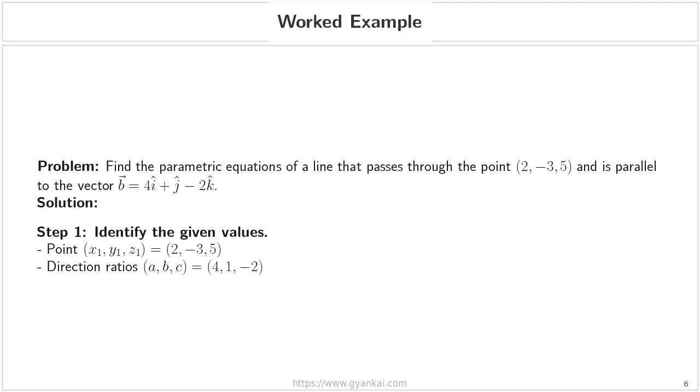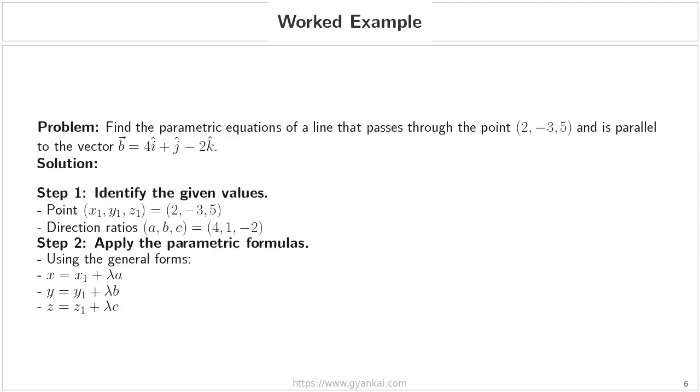Step 1, we must identify our given values from the problem statement. Looking at our point, we can see that x sub 1 is 2, y sub 1 is -3, and z sub 1 is 5. Next, we look at our direction vector to find our direction ratios. Here, a is 4, b is 1, and c is -2.